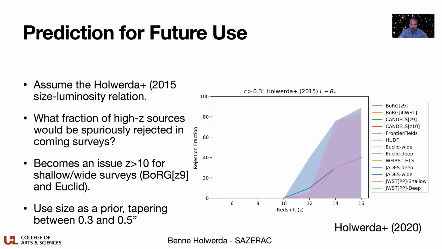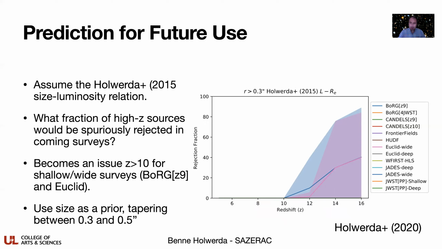Let's assume my relationship is, hey, it's my talk. And so what fraction of high redshift sources would be spuriously rejected if I take a hard cut? And so this really becomes an issue beyond redshift 10. Well, actually, that's one that we're interested in for the shallow wide survey, so something like BoRG at redshift 9 and Euclid with the shallow wide survey. So using sizes of prior tapering between 0.3 and 0.5 arcseconds, that seems like a good way to go. Otherwise, you start rejecting a large fraction of the sources you're hoping to get.